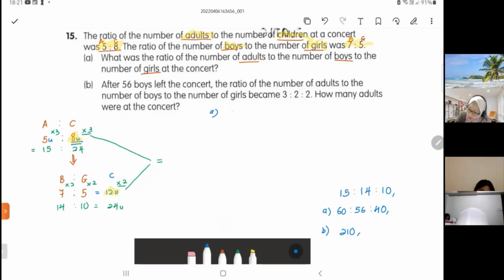Now the question asks, what was the ratio of adults? This is for part A. Adults is to boys is to girls. Adults will be 15, is to the boys is 14, the girls is 10. Answer is this one, not this.